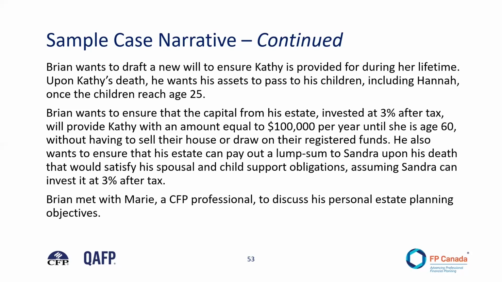He wants to provide for his wife Kathy, then on her death, he wants his assets to pass to his children once they are 25 years old. Income amounts concerning his desired level of support are provided, as well as his wish to pay out his support obligations. Brian has met with Marie, a CFP professional, to help him with his estate planning. After the case narrative, we have 2 questions to follow. The first question involves a life insurance needs calculation, and the second question asks about tax planning options available to Brian's executor on Brian's death. Let's look at these questions now and their response templates.